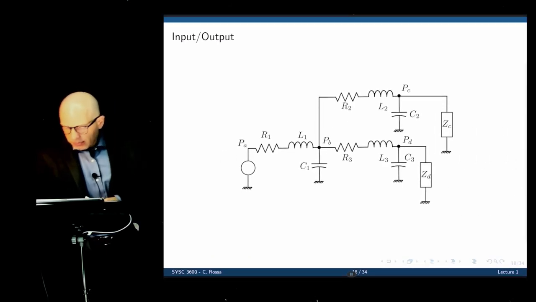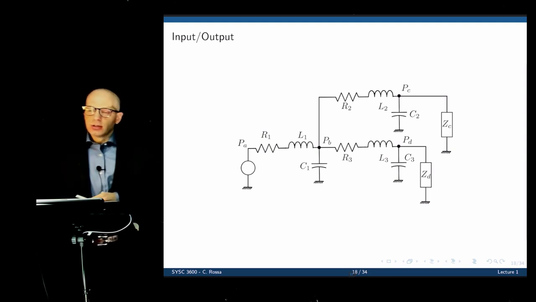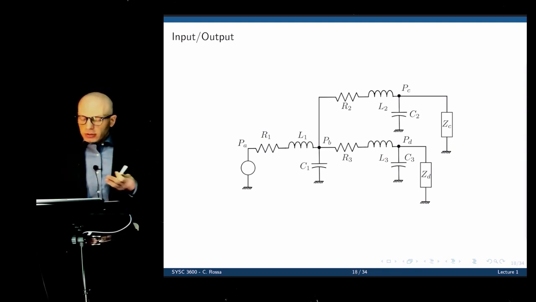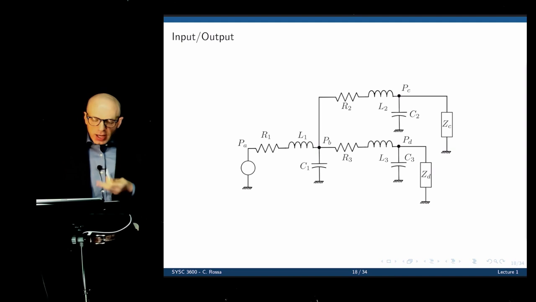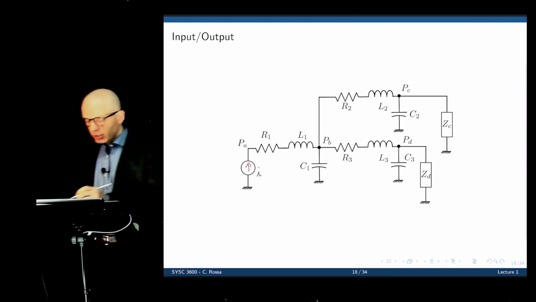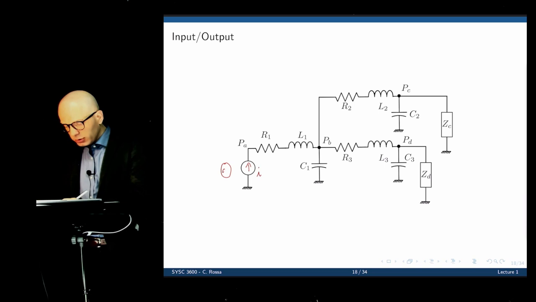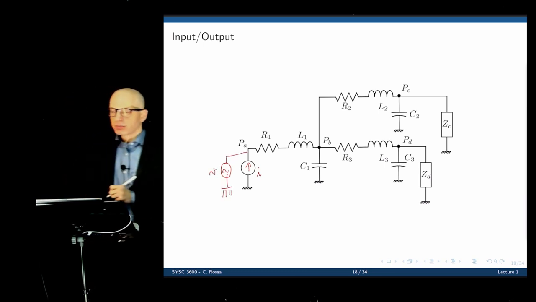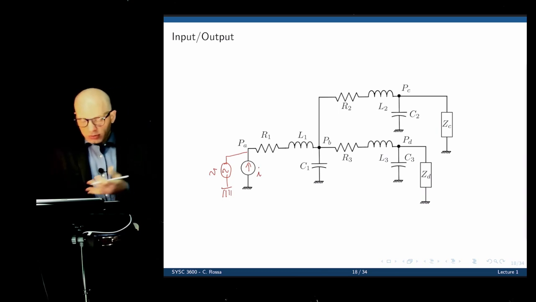Here is another example. Here we have an electrical circuit. That's the model. And if you want to analyze the system, we have to specify an input. The input could be a current applied to this source here, or it could instead be a voltage, a DC or AC voltage applied to it. And the output could be anything we want.